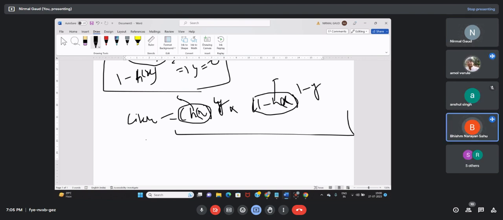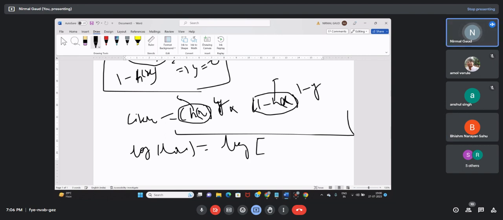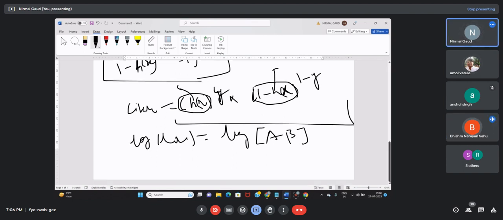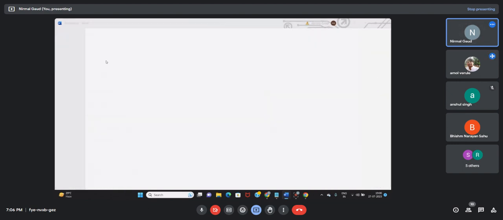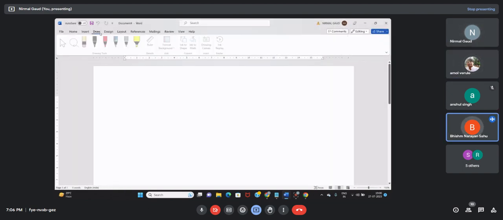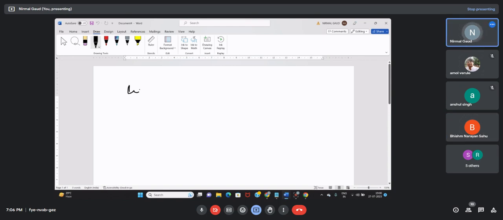We will take the log of the likelihood, log of h(x) to the power y plus log of... So can I consider it will be like a log of a into b initially? Is that okay? Log of a into b, multiplication: log a plus log b. So log of a into b is equal to log a plus log b.